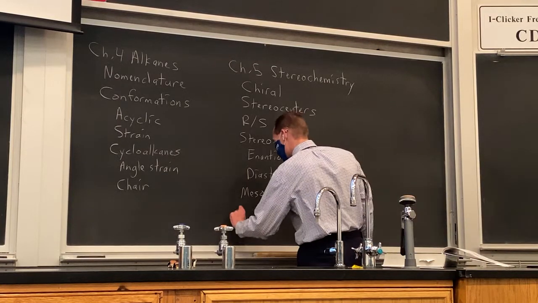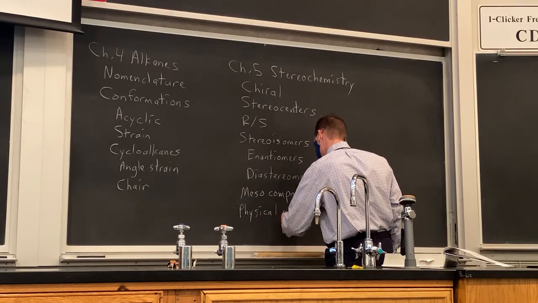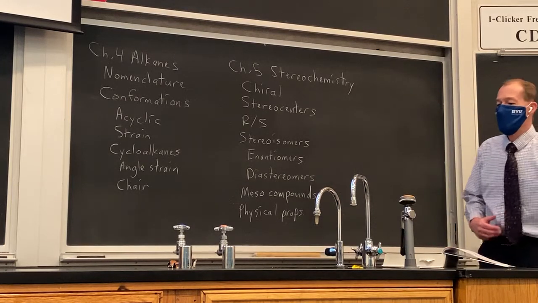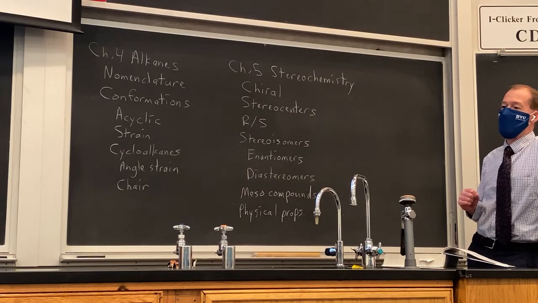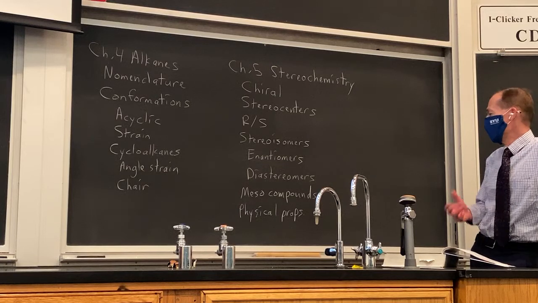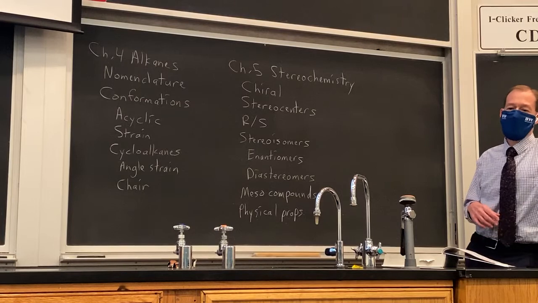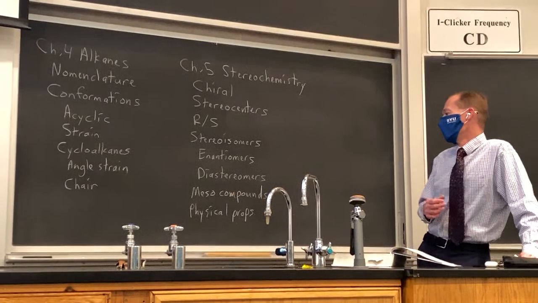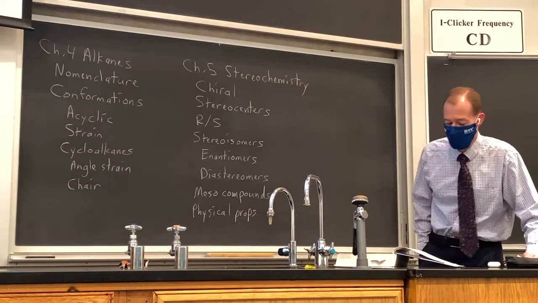And then we had our physical properties. We talked about the physical properties of stereoisomers, how the physical properties of enantiomers are identical with the exception of the direction in which they rotate plane polarized light and their interaction with other chiral molecules. We had our baseball mitt demonstration that showed that to us. And then we mentioned that diastereomers do not have the same physical properties.